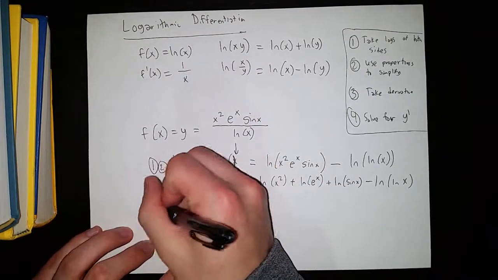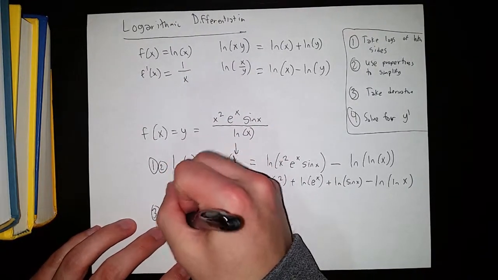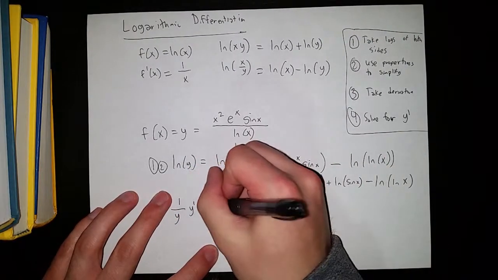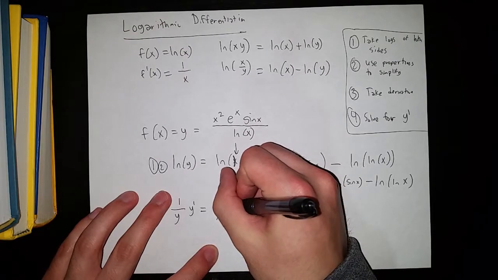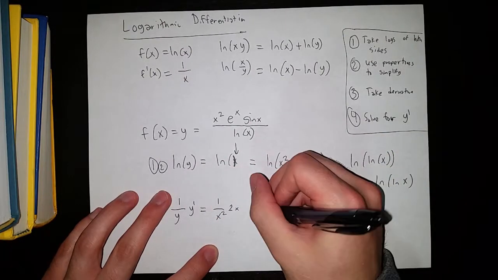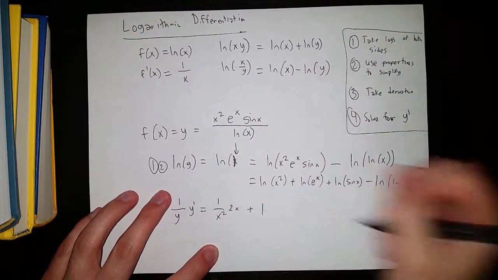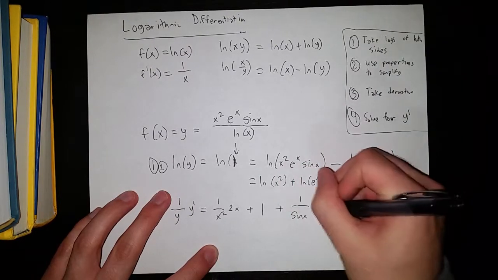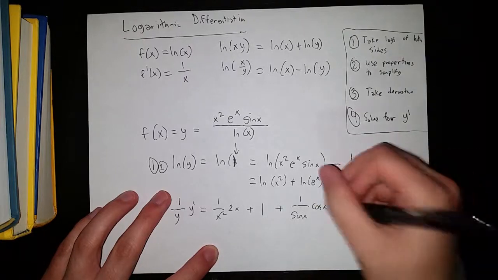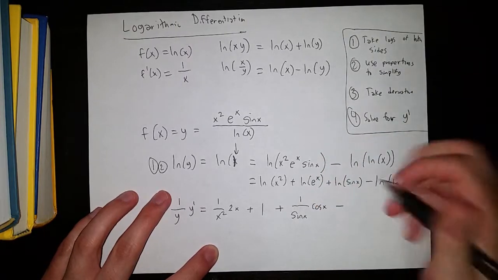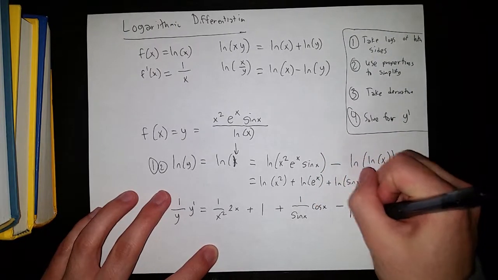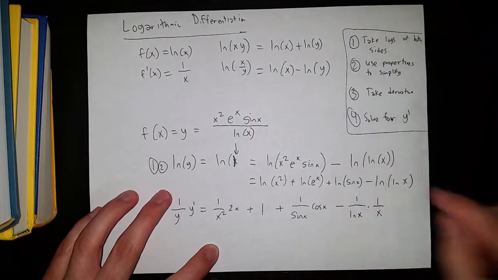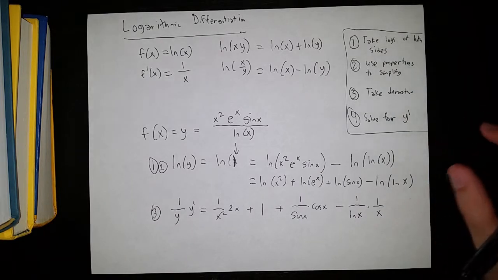Okay, now let's do step 3. We have 1 over y times y prime equals 1 over x squared times 2x plus, that's x, so that's 1, plus 1 over sine of x, cosine of x, minus 1 over natural log of x times the derivative of that, which is 1 over x.